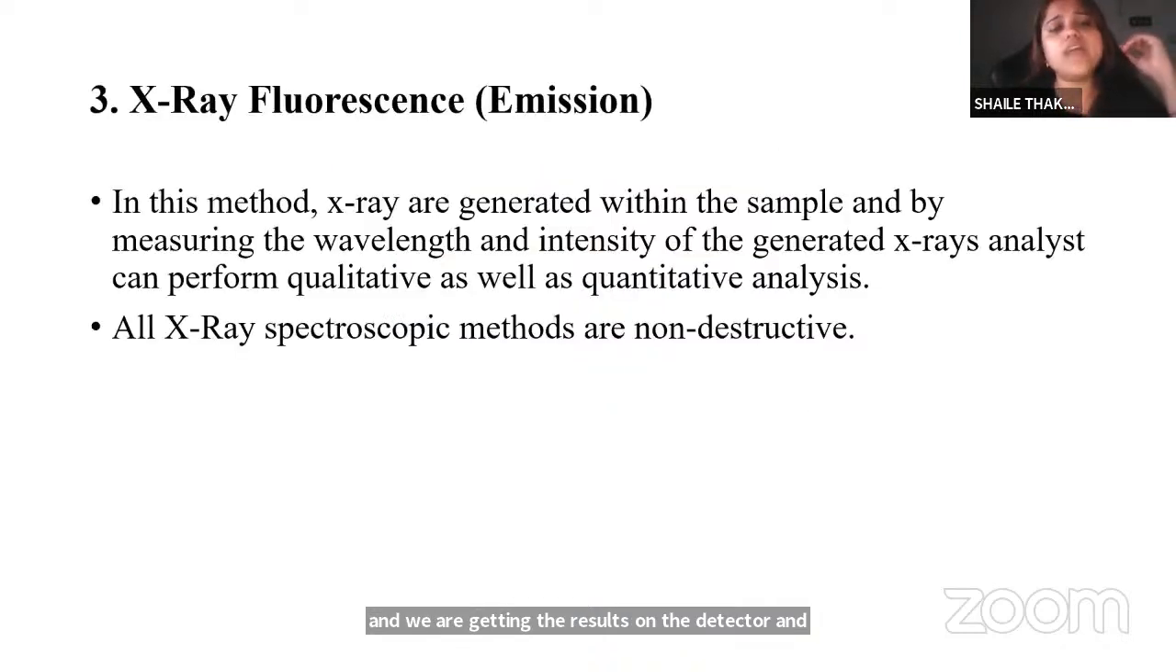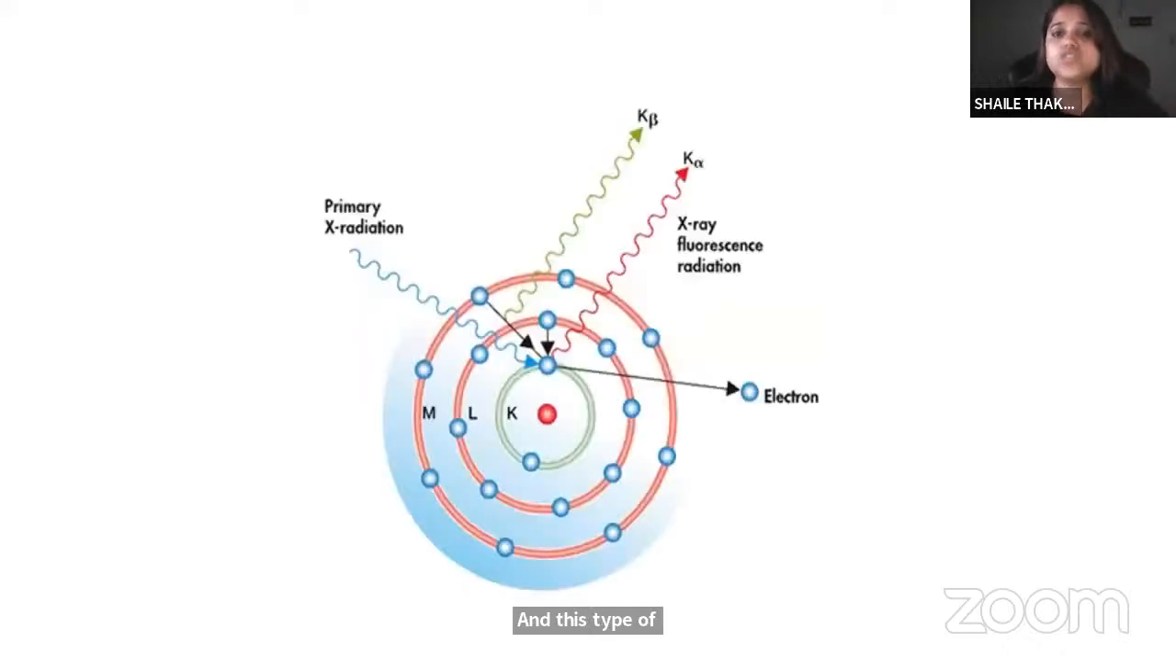Okay, fine. Then coming to X-ray fluorescence, or X-ray fluorescence spectroscopy. In this, the X-rays are generated within the sample, right? And by measuring the wavelength and intensity of the generated X-ray, we can perform qualitative and quantitative analysis. And this type of instrument is, trust me, non-destructive in nature. So this is a simple diagram.